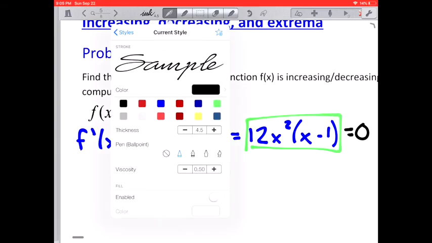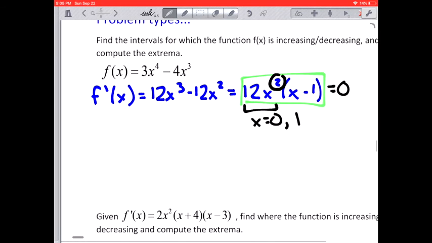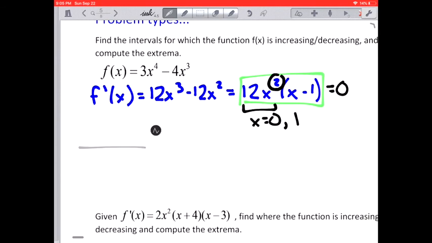Which means if I look at these two parts, this first part gives me x equals 0. Note the multiplicity of 2 is an even number. That'll be interesting to see how that affects my derivative. And the x minus 1 equal to 0 gives me 1. So I create a sign chart with my two critical numbers, 0 and 1.